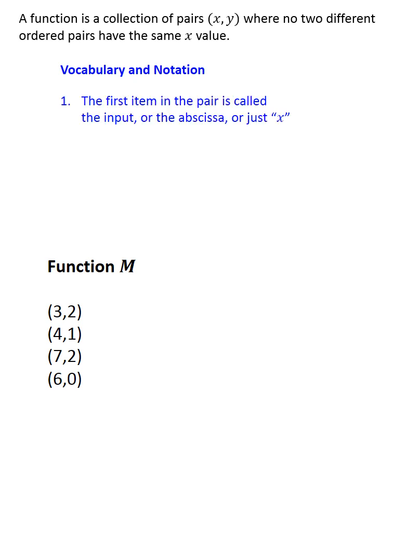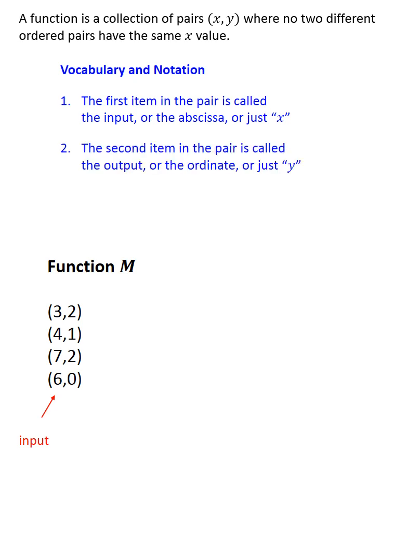The first item in the pair is often called the input, or just x. It used to be called the abscissa, but I haven't heard that terminology in decades. So we'll call the first number in the pair the input. The second one is called the output, or the y value. It used to be called the ordinate. So there's our output.